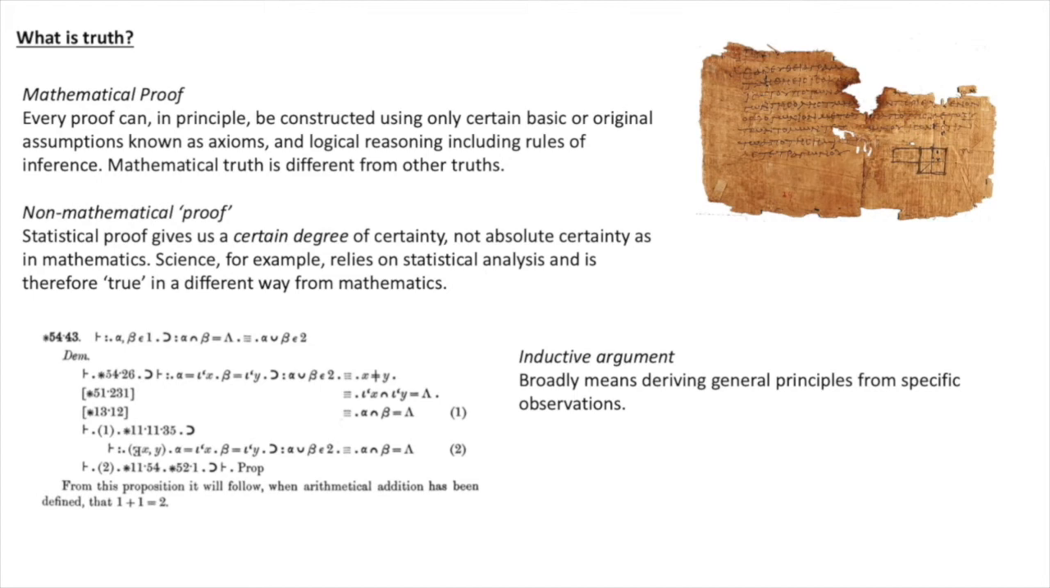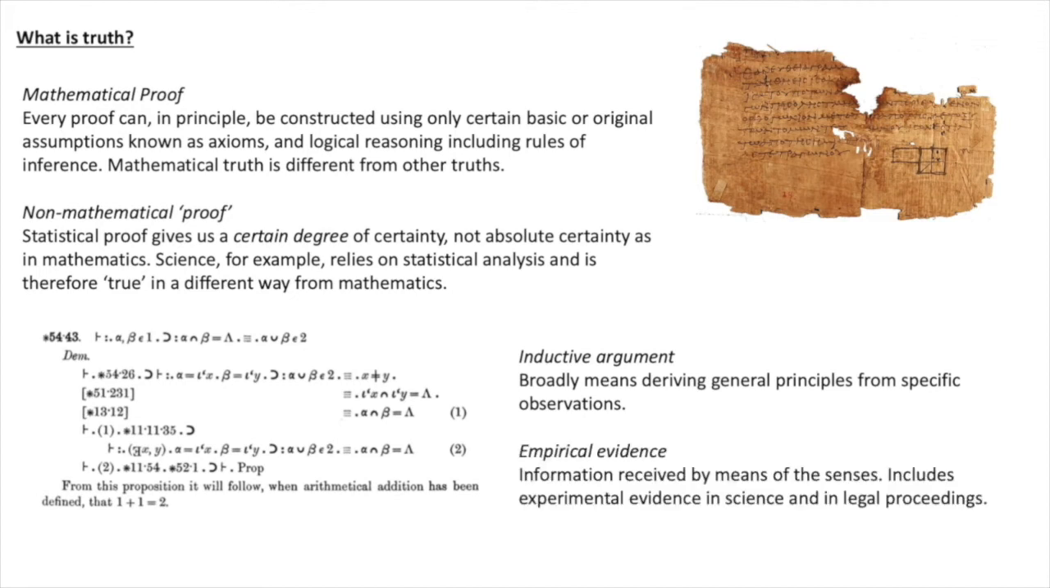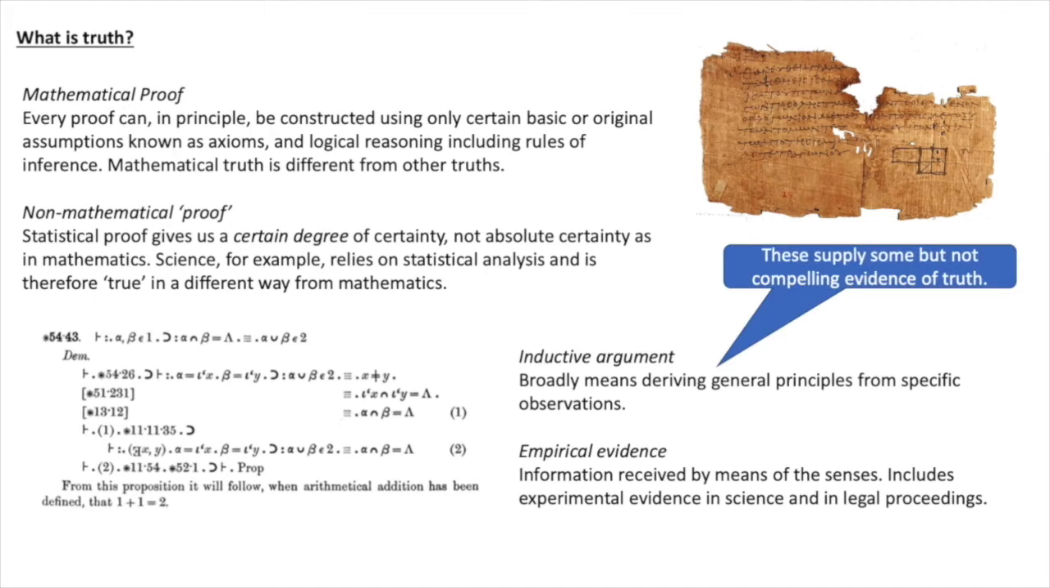There are other sorts of argument. We have the idea of an inductive argument, and that means deriving general principles from specific observations. And we have empirical evidence, which is information received by means of the senses, and that includes experimental evidence in science and in, for example, legal proceedings. But it's important to understand that those sorts of arguments and evidence supply some but not compelling evidence of truth.